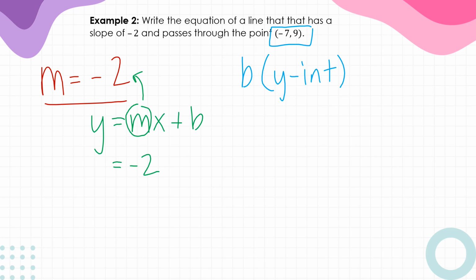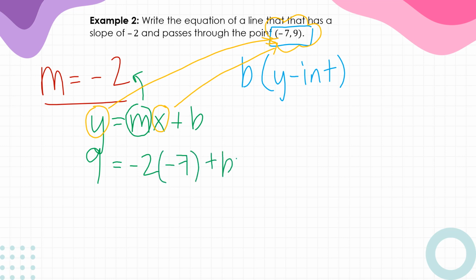Well, what else do I know? I also know x and I also know y because of this point. So x is -7 and y is 9. So I can substitute for the y a 9 and I can substitute for the x a -7. I still don't know what b is, but now I can solve this for the value of b.